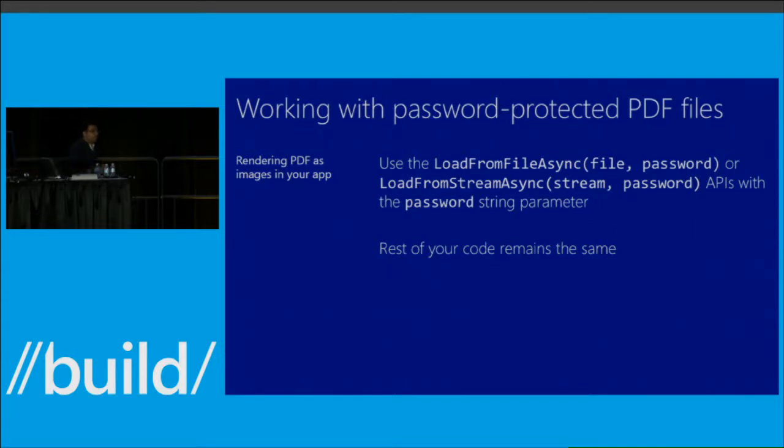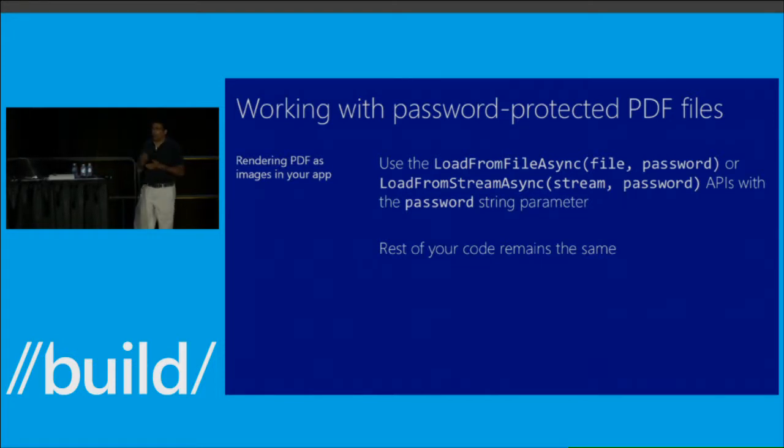I'd like to mention one more thing about these APIs. There are scenarios where you as a developer would need to work with password encrypted PDF files. The good news is that these APIs allow you to do so. All that is needed is for you to pass in the password string to the LoadFromFileAsync or the LoadFromStreamAsync method, whichever you're using to construct the PDF document class instance. The rest of your code will pretty much remain the same as you would use for regular or non-password encrypted files.